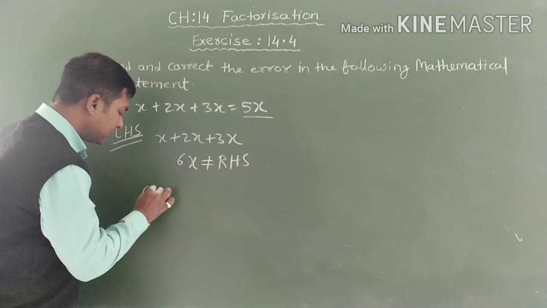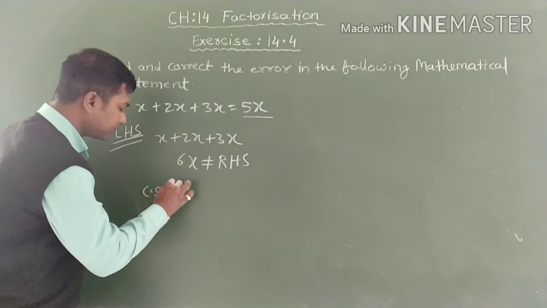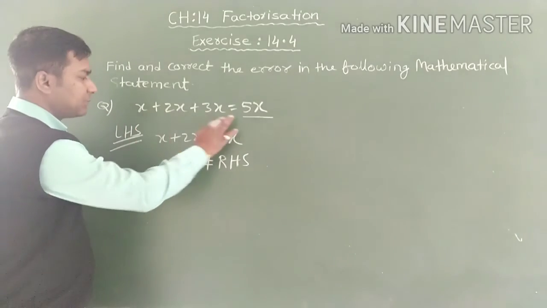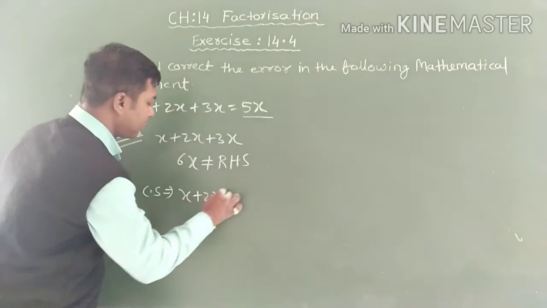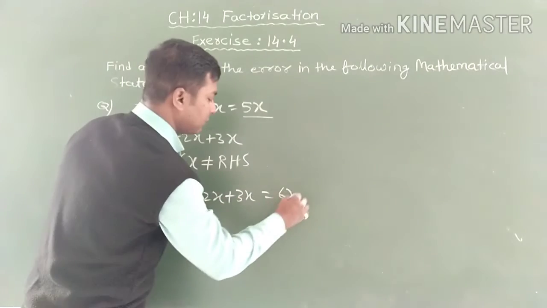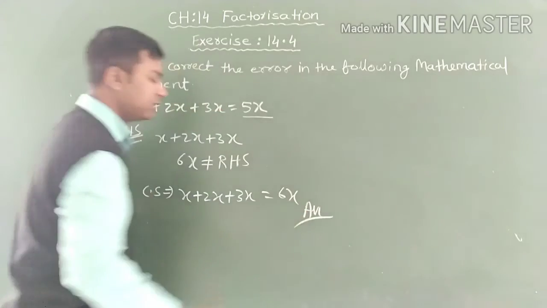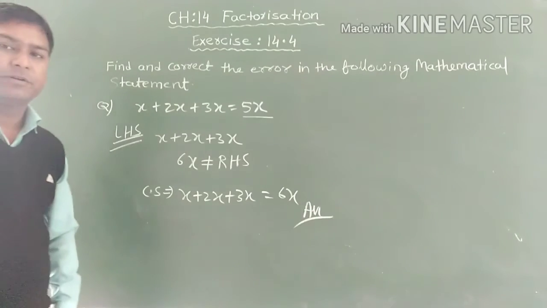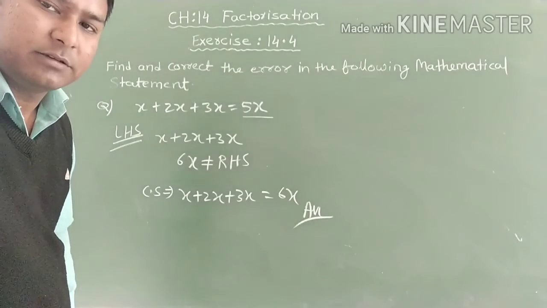Now what is the correct statement? LHS part equals 6x. So this is the answer, and this is the correct statement. Okay, now it's very easy.